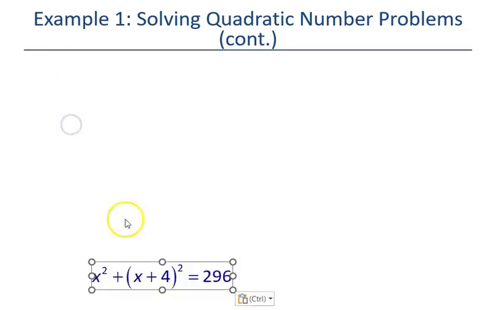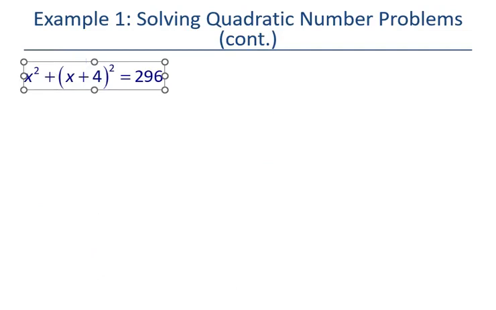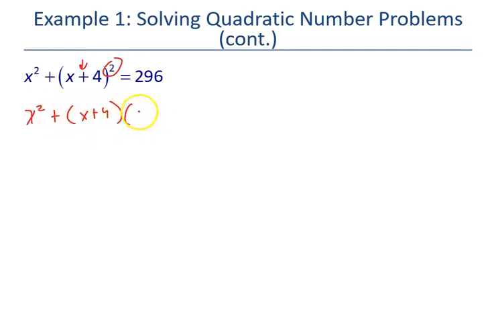So we've got this form here: x squared plus x plus 4 squared. Remember that whenever we have a power of 2 on something with a plus inside, we can't just jump in and start distributing that power of 2. We've got to write this as x squared plus x plus 4, all equal to 296.